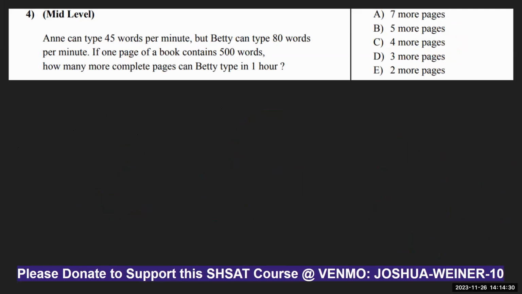Anne can type 45 words per minute. Betty can type 80 words per minute. If one page of a book contains 500 words, how many more complete pages can Betty type in an hour? There's a faster way of doing this. We have Betty at 80 words per minute.